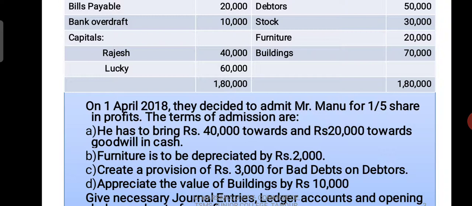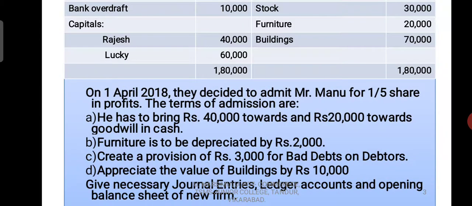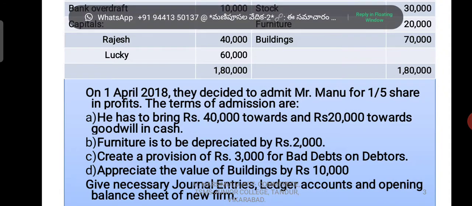Second is that the existing assets and liabilities are revalued. So they find that furniture is to be depreciated by 2,000. Furniture value we have to decrease, that is, there will be a decrease in the value of the asset. So when there is a decrease or increase in the value of assets and liabilities in the problem, then you need to prepare a revaluation account. So keep this point in your mind.